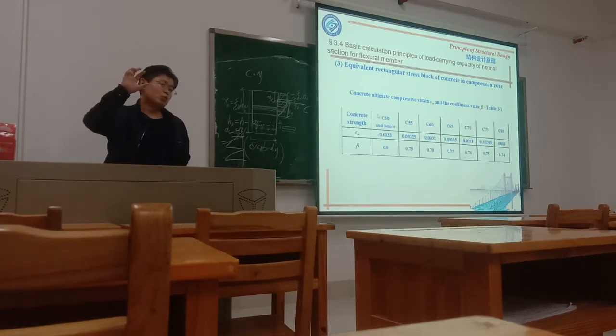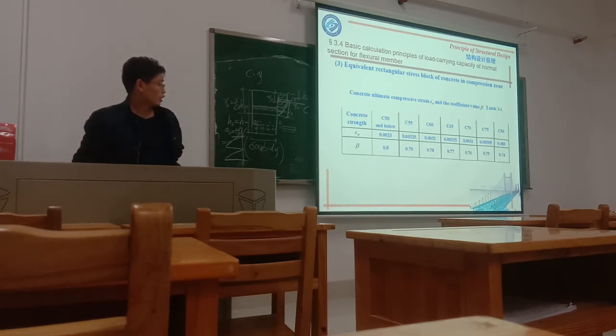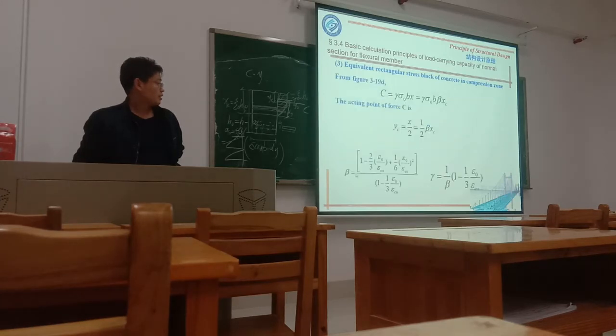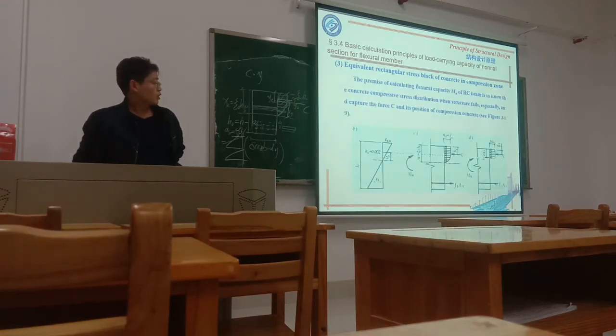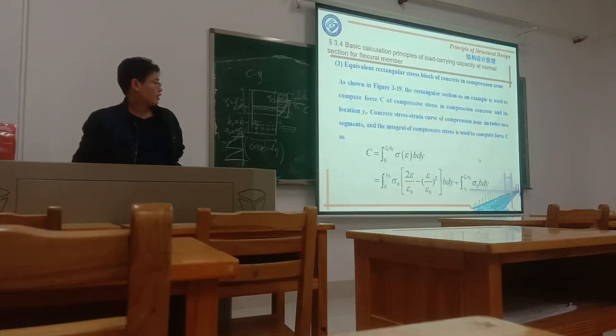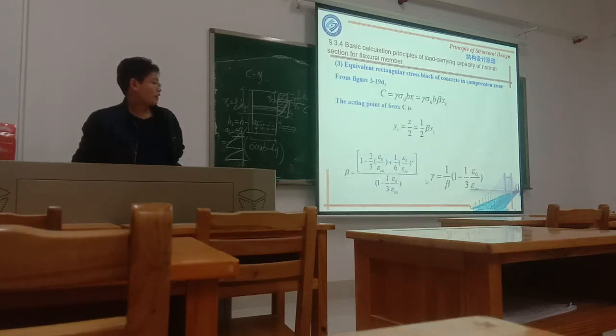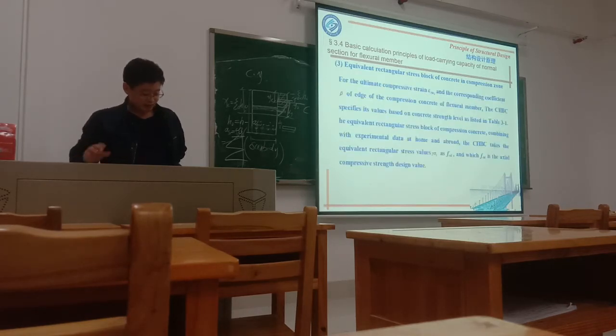Once you determine what concrete you use, could be C50 or C60, then you can directly go to the value of beta. Once you know beta, what do you know? That means you know the distribution of the equivalent rectangular blocks. Once you know beta, then you know x, because x equals beta times xc. And once you know beta, then you get this gamma. Once you know gamma, then you know the equivalent stress.